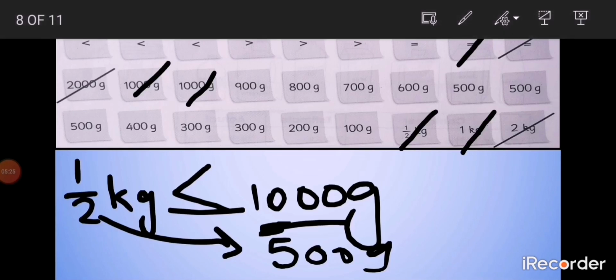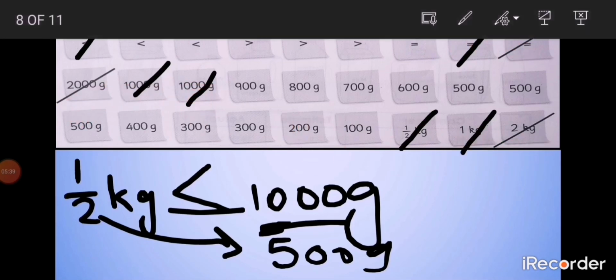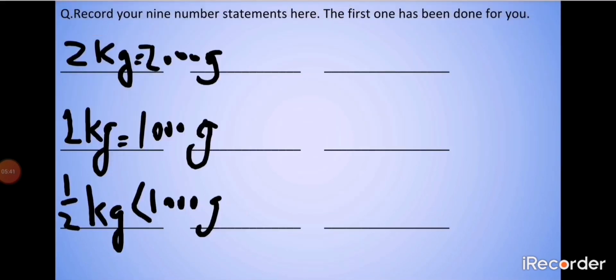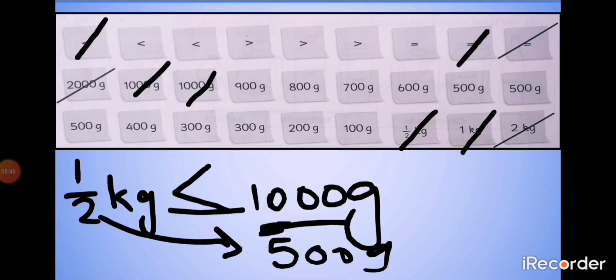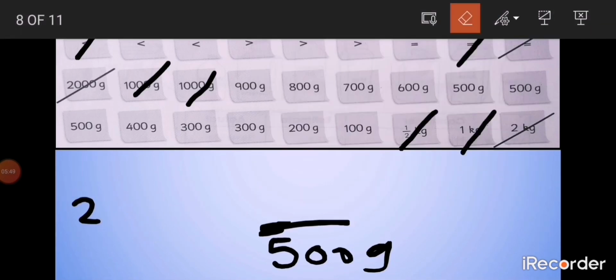Now let me erase it. We will also cross the smaller than sign from here. Let me cross it. It means we have used 1, 2, 3 signs, 1, 2, 3 numbers from the first line, 1, 2, 3 from the second line. And we have made our 3 number sentences here. Look at that. And they all are correct. Let me erase this one, and we will go for the next one.